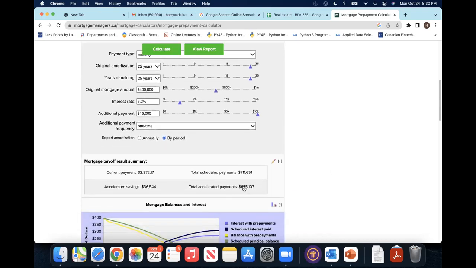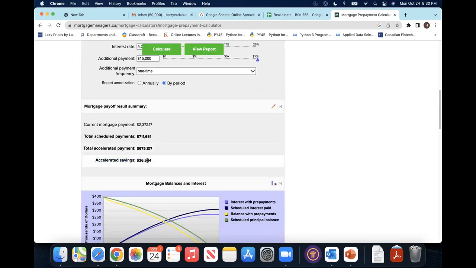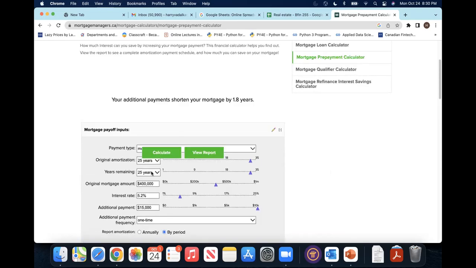What's happening when you pay back $15,000? Effectively you're saving $36,500 on that mortgage in total interest payment, accelerated saving. Why? Because your mortgage duration goes down. A $15,000 payment in the first year itself will reduce your mortgage by almost 2 years. So instead of 25 years, your mortgage is now 23 years. The more you pay, the shorter your mortgage will be.